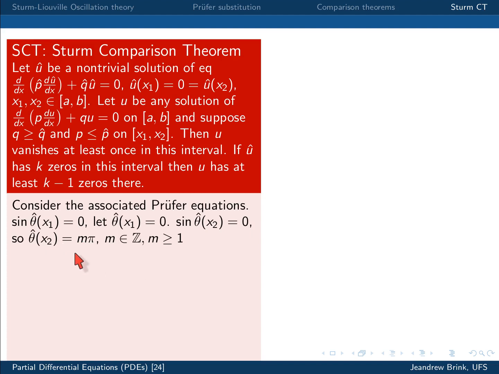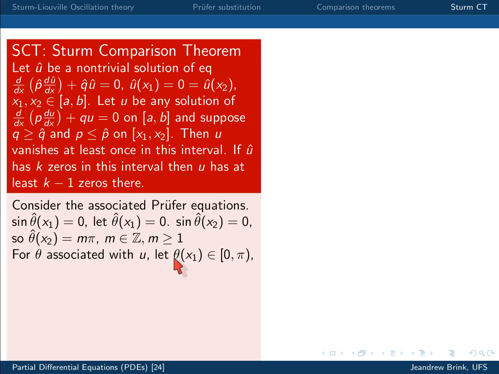Okay, so that basically gives us what we can say about the hatted equations. Now let's look at the initial conditions for theta. We've said nothing about the U equation's initial conditions, so we can basically take theta to be the general initial condition, and as you know from the first slide of part A, where we discussed the Prüfer substitution, we can have theta of x1 anywhere between 0 and pi, because it's defined by a tan.